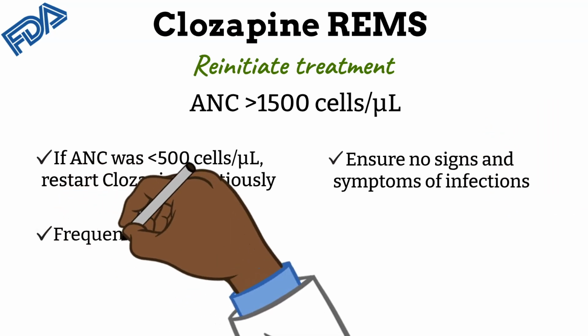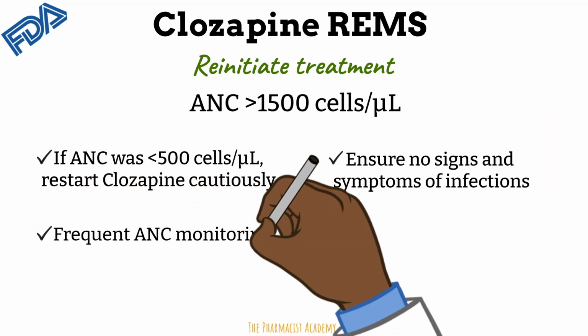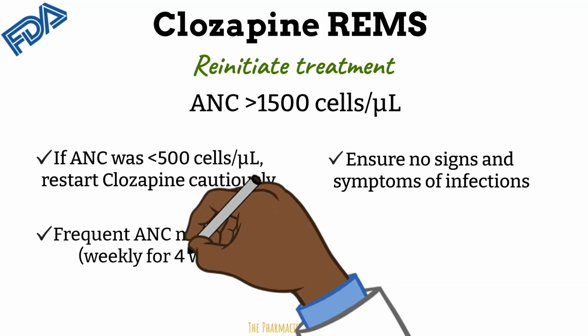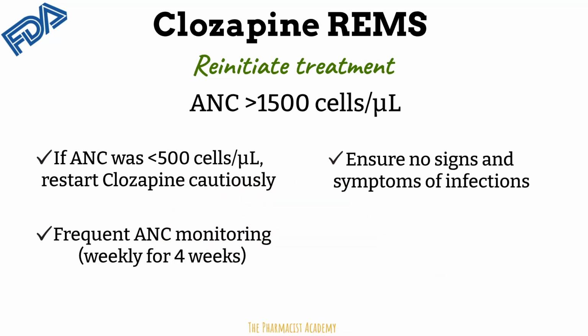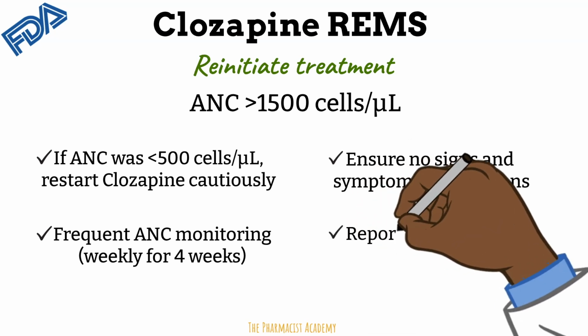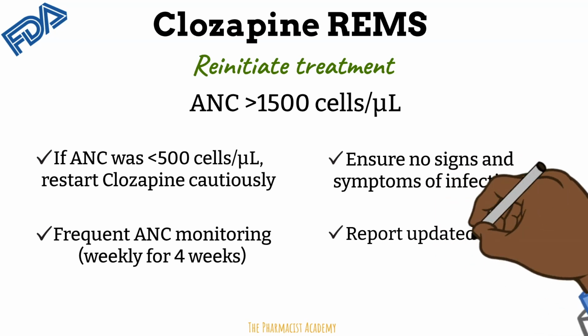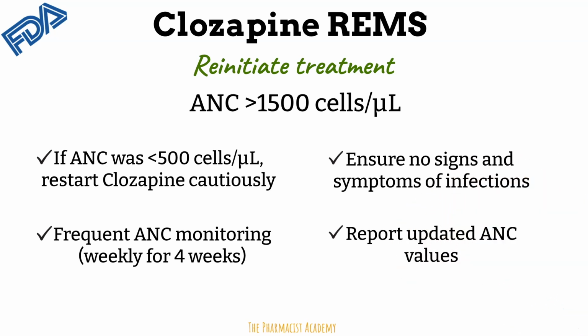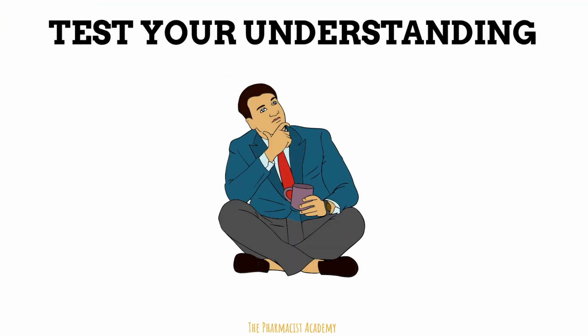You also want to restart with frequent ANC monitoring, so weekly for the first 4 weeks, and then gradually resume the original monitoring schedule based on the duration of therapy and stability of the ANC. When restarting clozapine after an ANC drop, the updated ANC values must be reported to confirm that it meets the required threshold. Now let's test your understanding by going through a patient case.